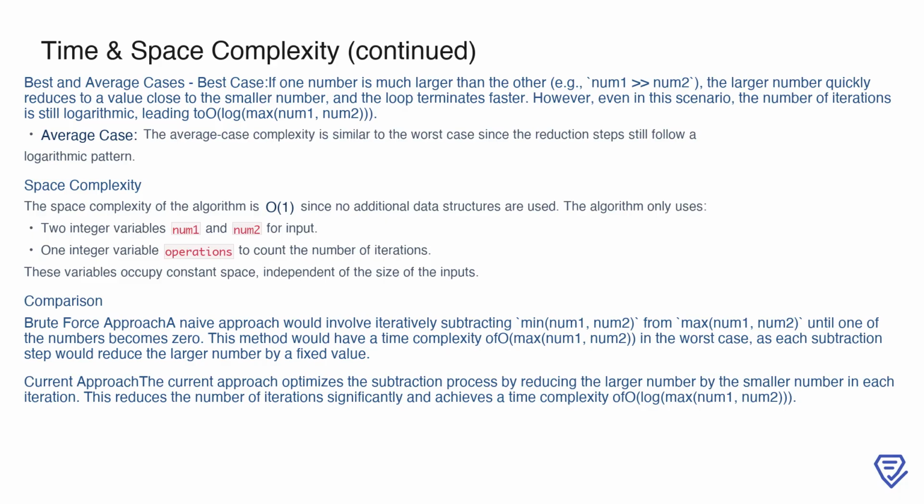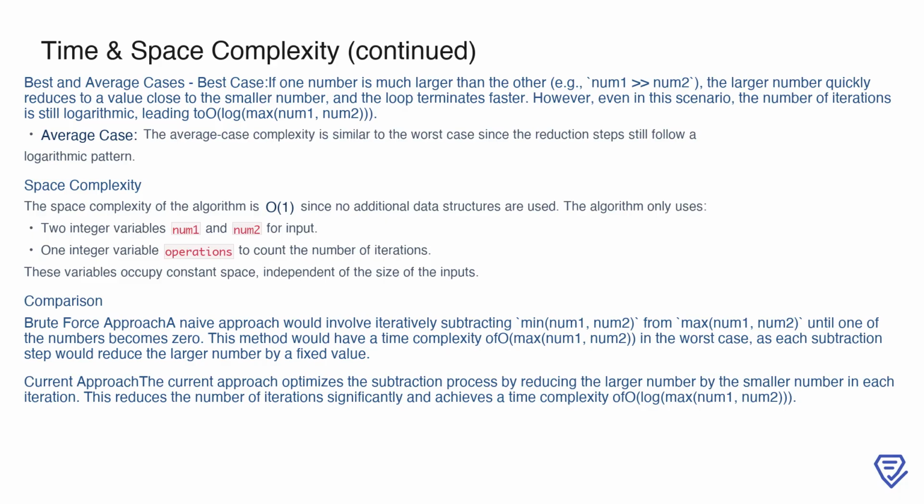Now, for space complexity, the algorithm is highly efficient because it operates in constant space, or O(1). The only variables in use are number 1, number 2, and a counter variable named operations, all of which occupy a fixed amount of memory regardless of the input size.